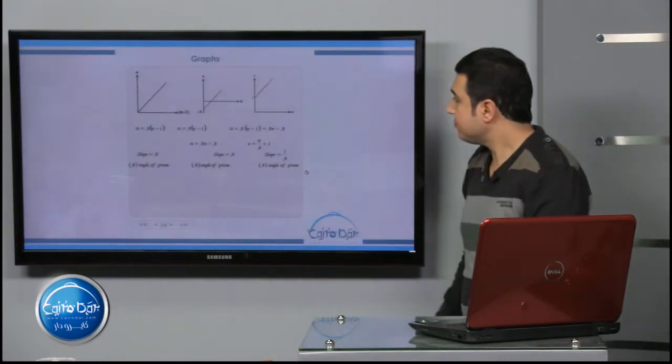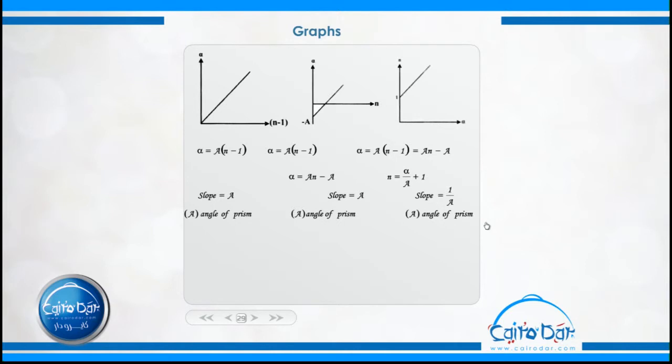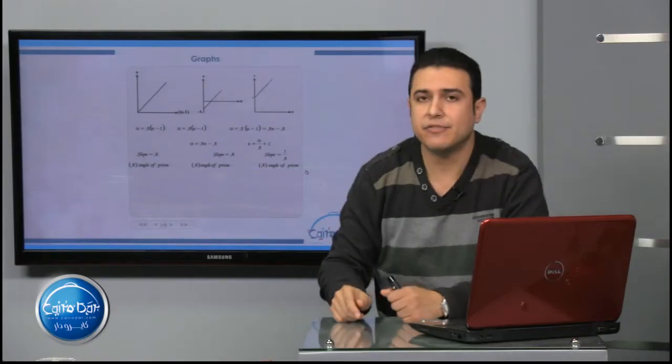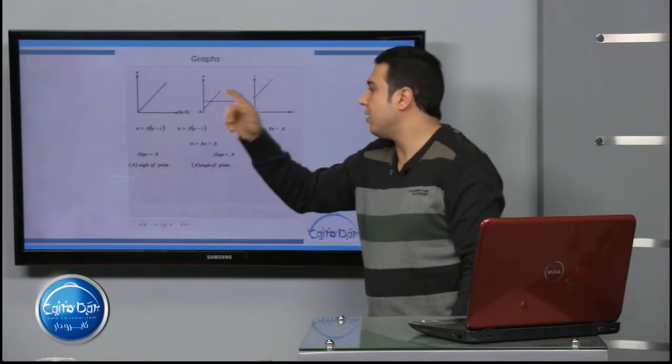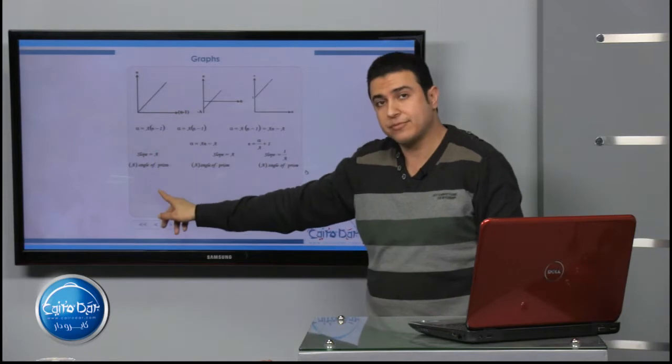The fourth graph: here alpha, and here n minus 1. As you know, alpha equals A times (n minus 1). So alpha divided by n minus 1, the slope equals A. A is the refracting angle of the prism, or the angle of the prism. That's for the fourth graph.